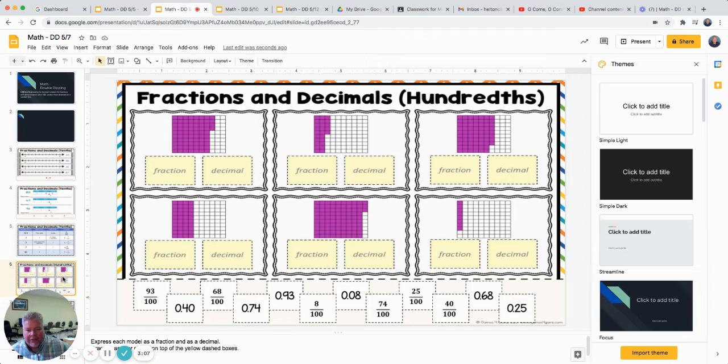Now we're matching the fraction and decimal to the pictures. This time we're getting into some hundredths. Okay, so remember we can count by 10s if we don't want to have to count every single little 100 box. 10, 20, 30, 40, 50, 60, 70, 1, 2, 3, 4. So 74 hundredths. I see the decimal right here. The fraction, 74 hundredths. So just match the numbers to their picture on that slide.